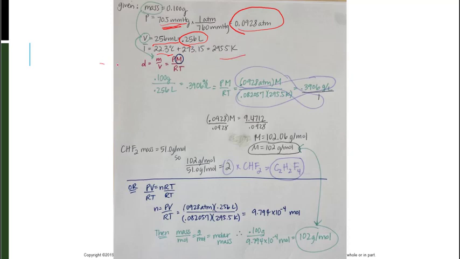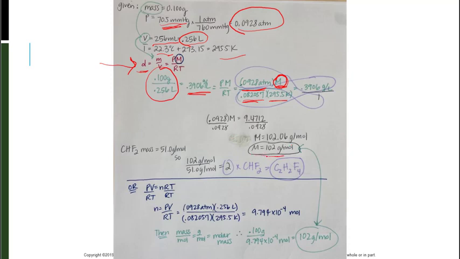I'm going to show you 2 different ways to do this. Using that density equation, mass divided by volume is equal to P times M divided by R times T. I did m divided by V is equal to P times M divided by R times T. My only unknown is that molar mass. So I cross-multiplied, I got M by itself, and I got 102 grams per mole for the molar mass of that compound.